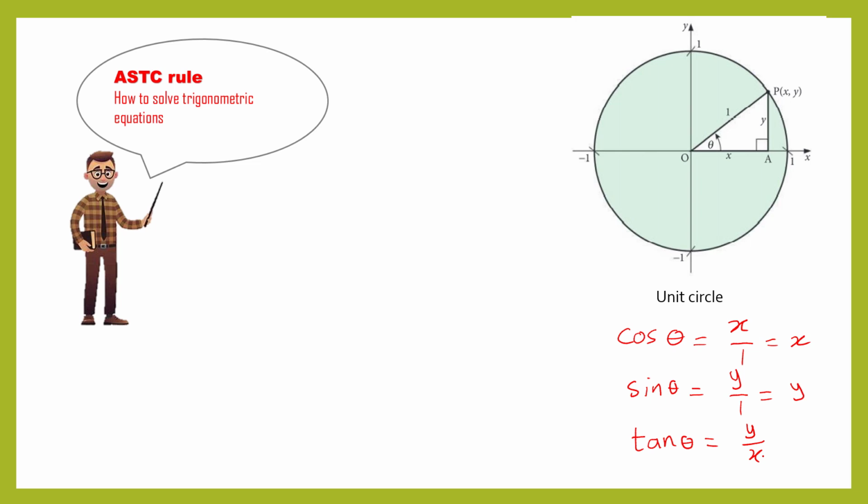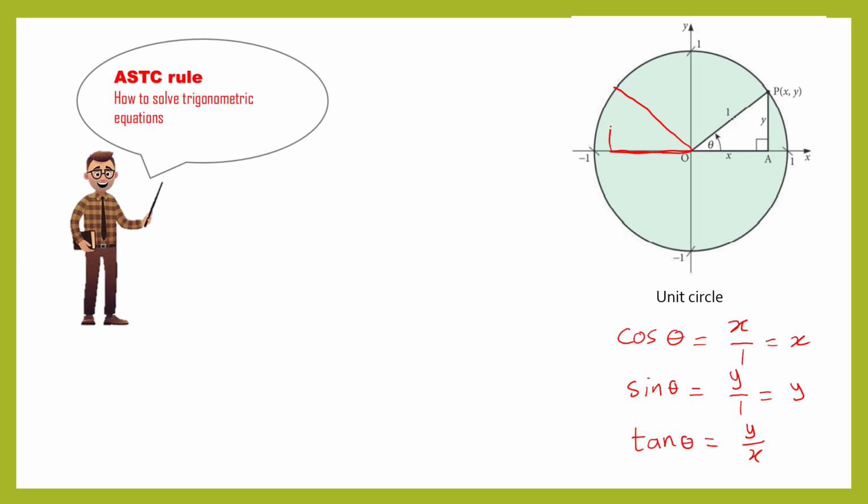Till now, you may wonder what the benefit of studying the unit circle is. Now let's apply this in the ASTC rule. This triangle here is in the first quadrant. Cosine theta is on the positive side of the x-axis, sine is on the positive side of the y-axis, and tan is positive as well. Now let's move to the second quadrant.